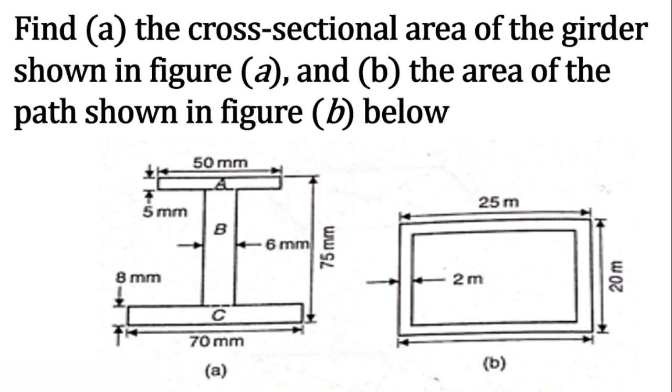Find A, the cross-sectional area of the girder shown in figure A, and B, the area of the path shown in figure B below.